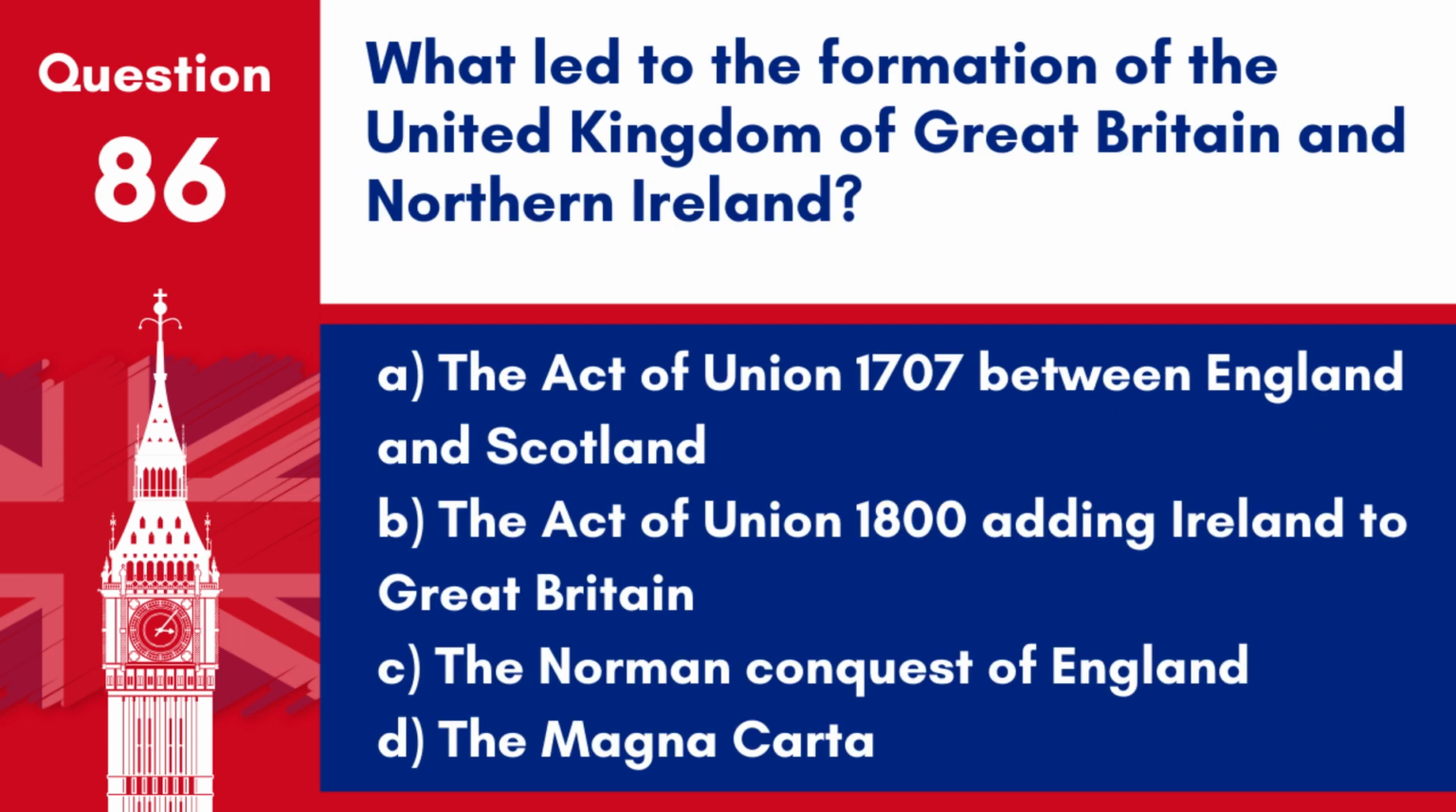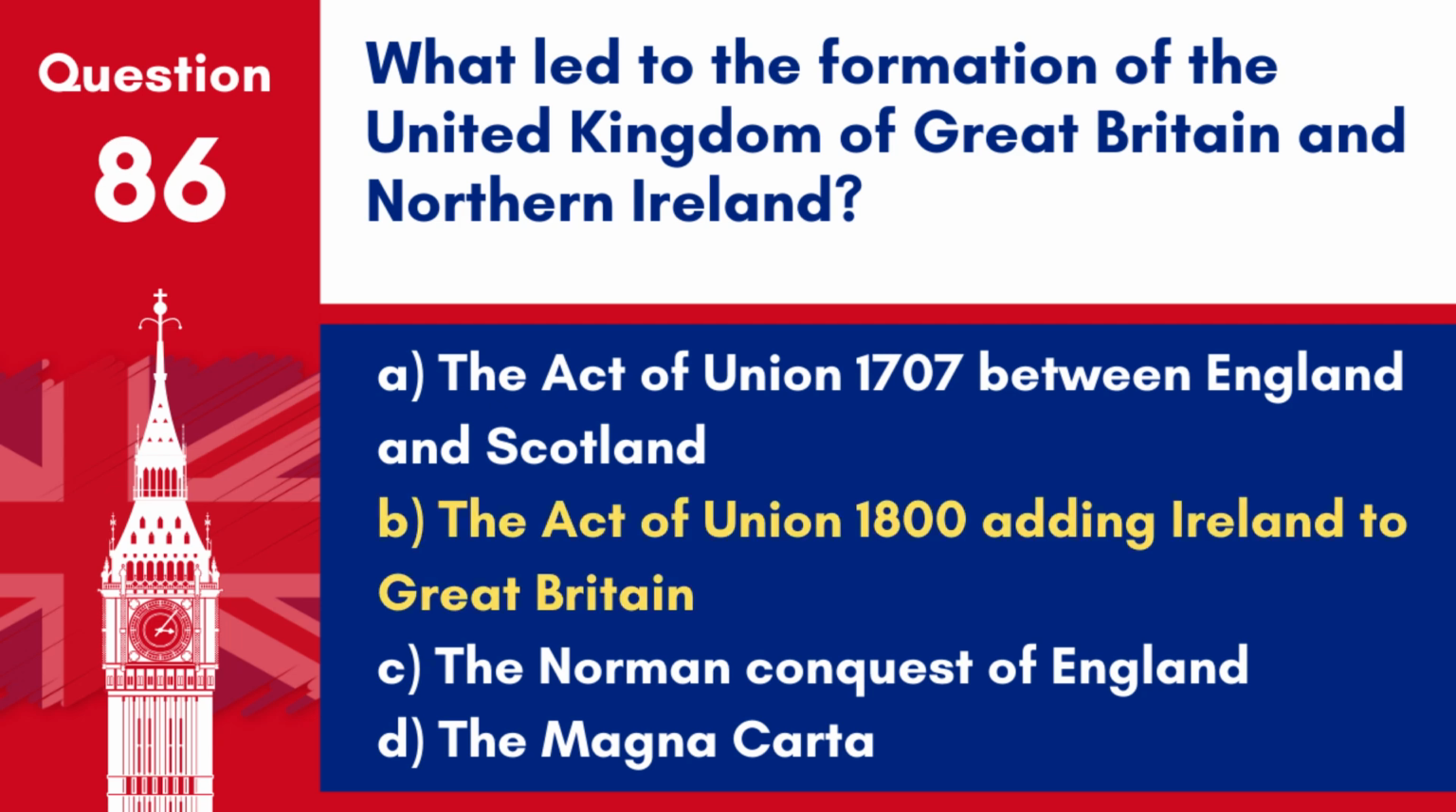Question 86. What led to the formation of the United Kingdom of Great Britain and Northern Ireland? A. The Act of Union 1707 between England and Scotland. B. The Act of Union 1800 adding Ireland to Great Britain. C. The Norman conquest of England. D. The Magna Carta. Answer: B.